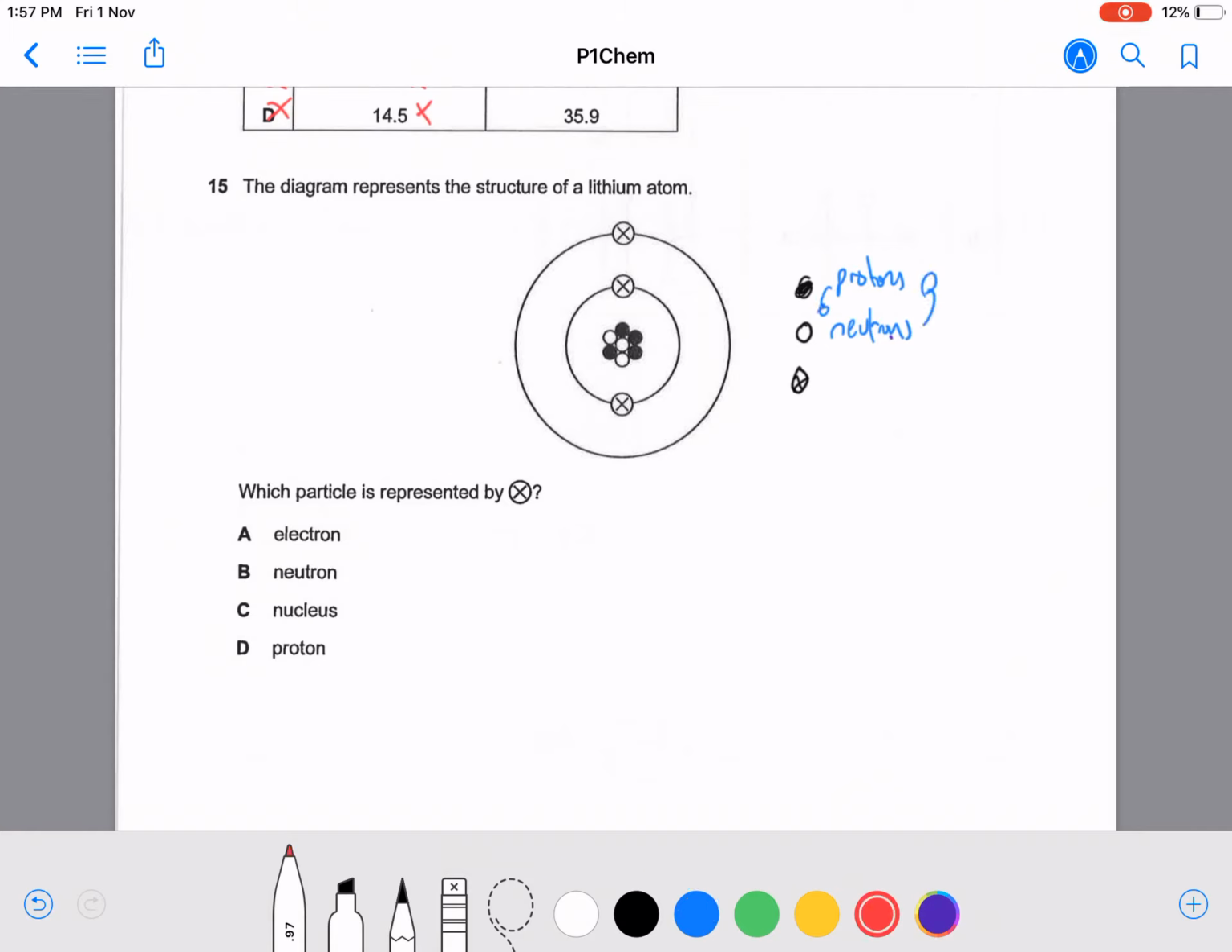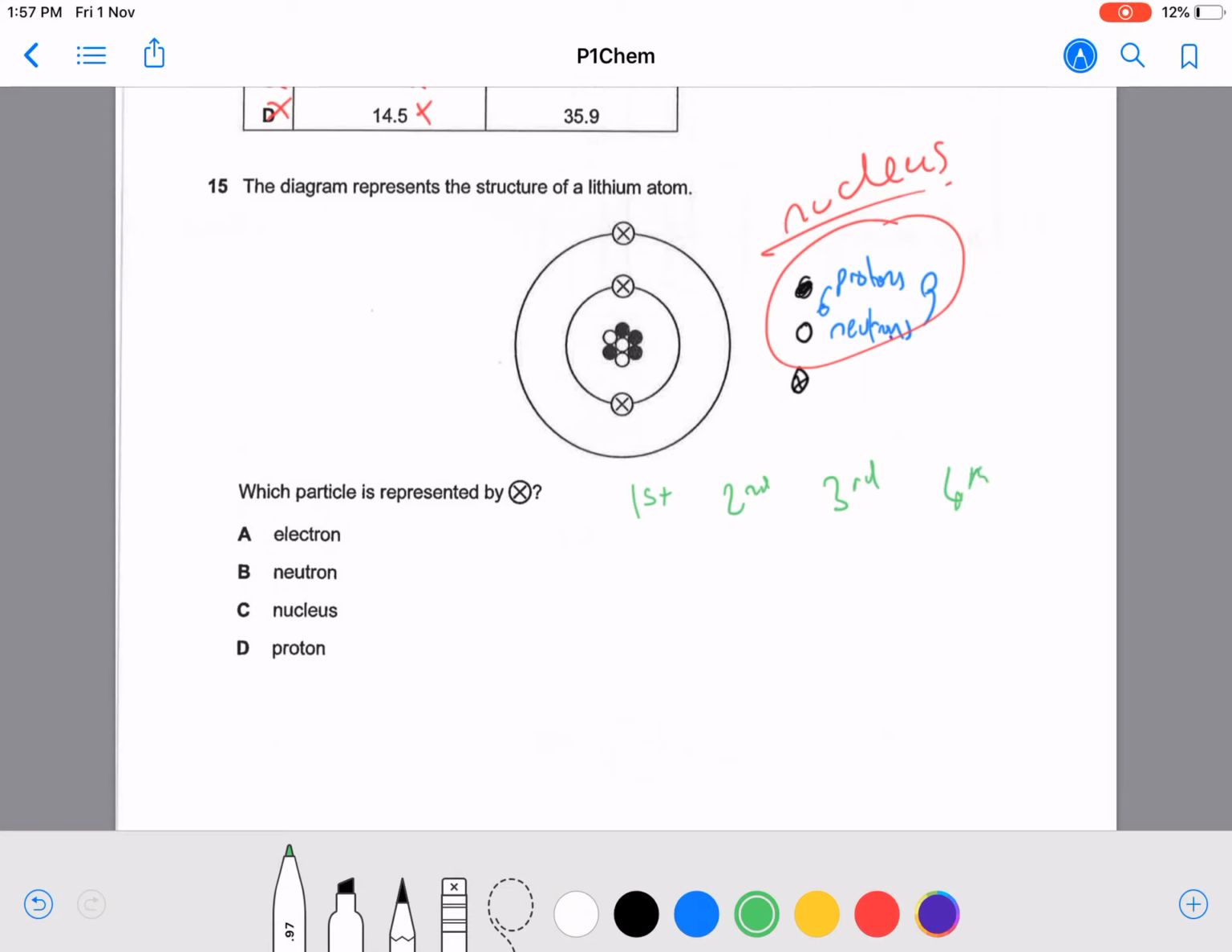But we do know that the protons and the neutrons live in the nucleus, in the centre of the atom. The things that go around the outside are the electrons. These are electrons in the first shell, second shell, third shell, fourth shell.